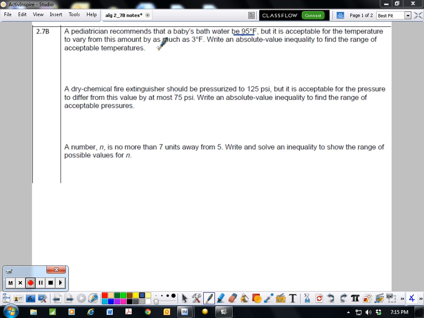So I'm going to go ahead and start with my absolute value: the temperature of my bath water minus what it's supposed to be can vary by as much as 3 degrees. So can it be 5 degrees, or does it have to be less than 3 degrees? Well, it has to be less than 3 degrees, so it's less than or equal to 3 degrees. And this is going to give us that absolute value inequality that we want. So we're going to use that idea to help us with the next one.